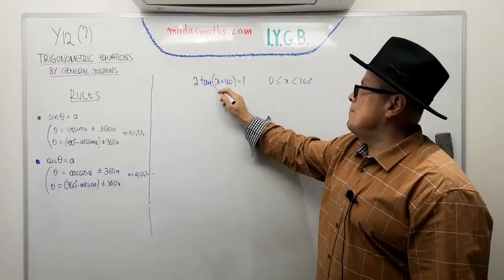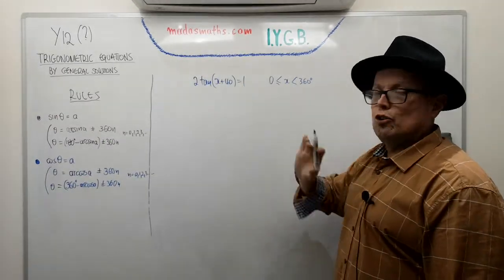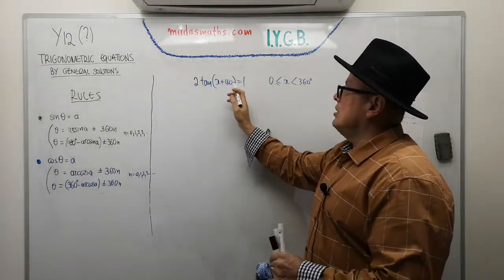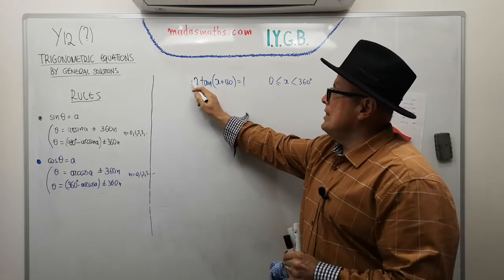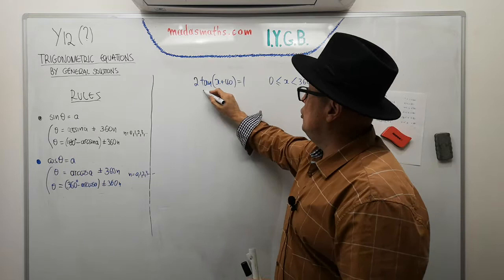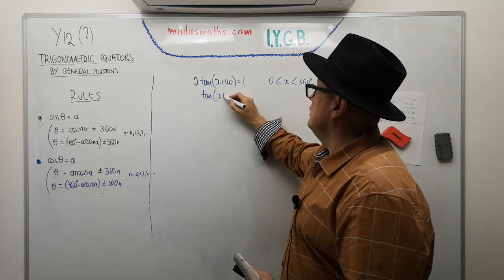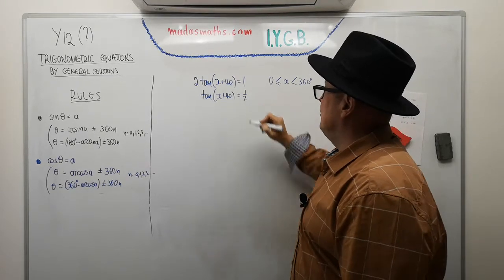That means that's the belly, if you want, of the tan. That's what's inside the tan. It does not obey rules of brackets or anything like that. So we cannot take this 40 out of there or do anything else. However, these 2 at the front, we can divide quite clearly. So that's the first thing I'm going to do. So the tan of the argument, x plus 40, is 1/2.